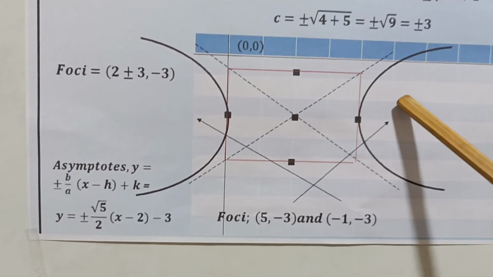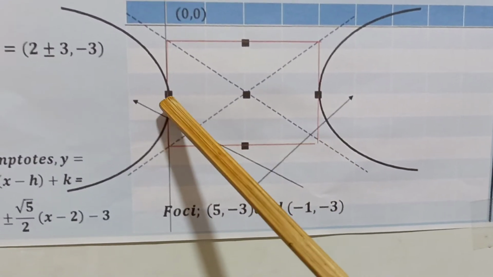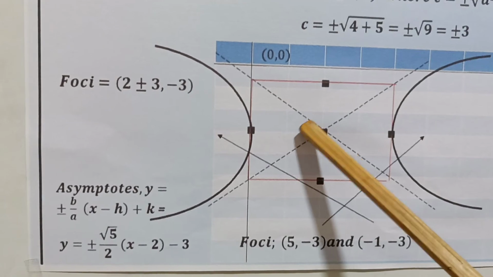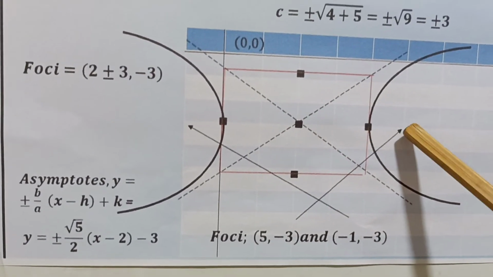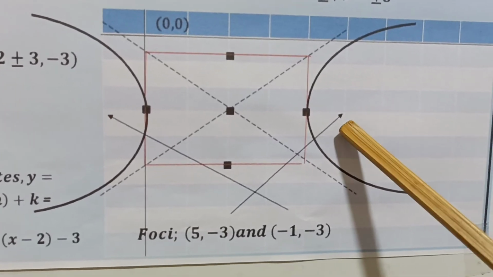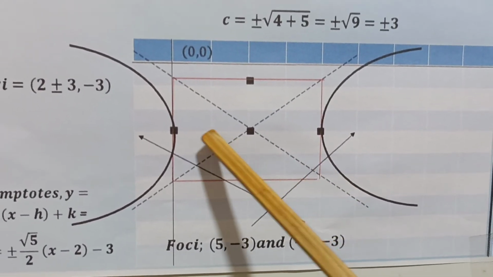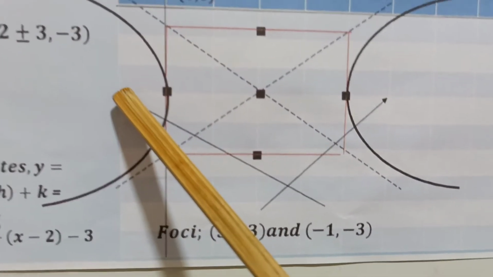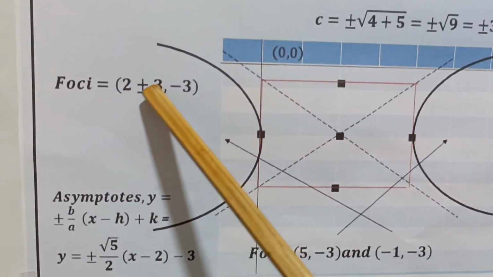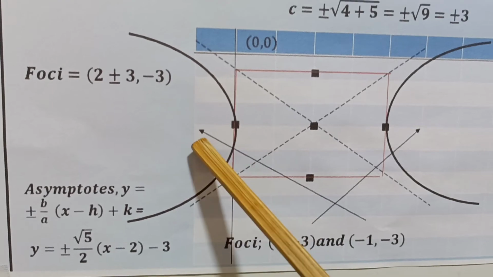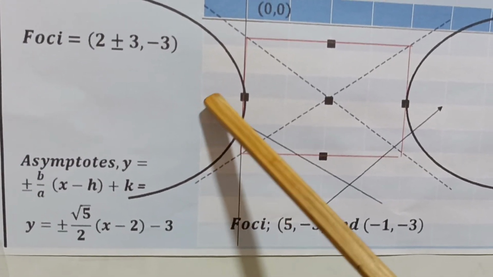So 1, 2, 3, 4, and 5. So the foci are 5 and negative 3, and negative 1 and negative 3. So negative 1, since 2 minus 3 is negative 1, and negative 3. So the foci are somewhere here.